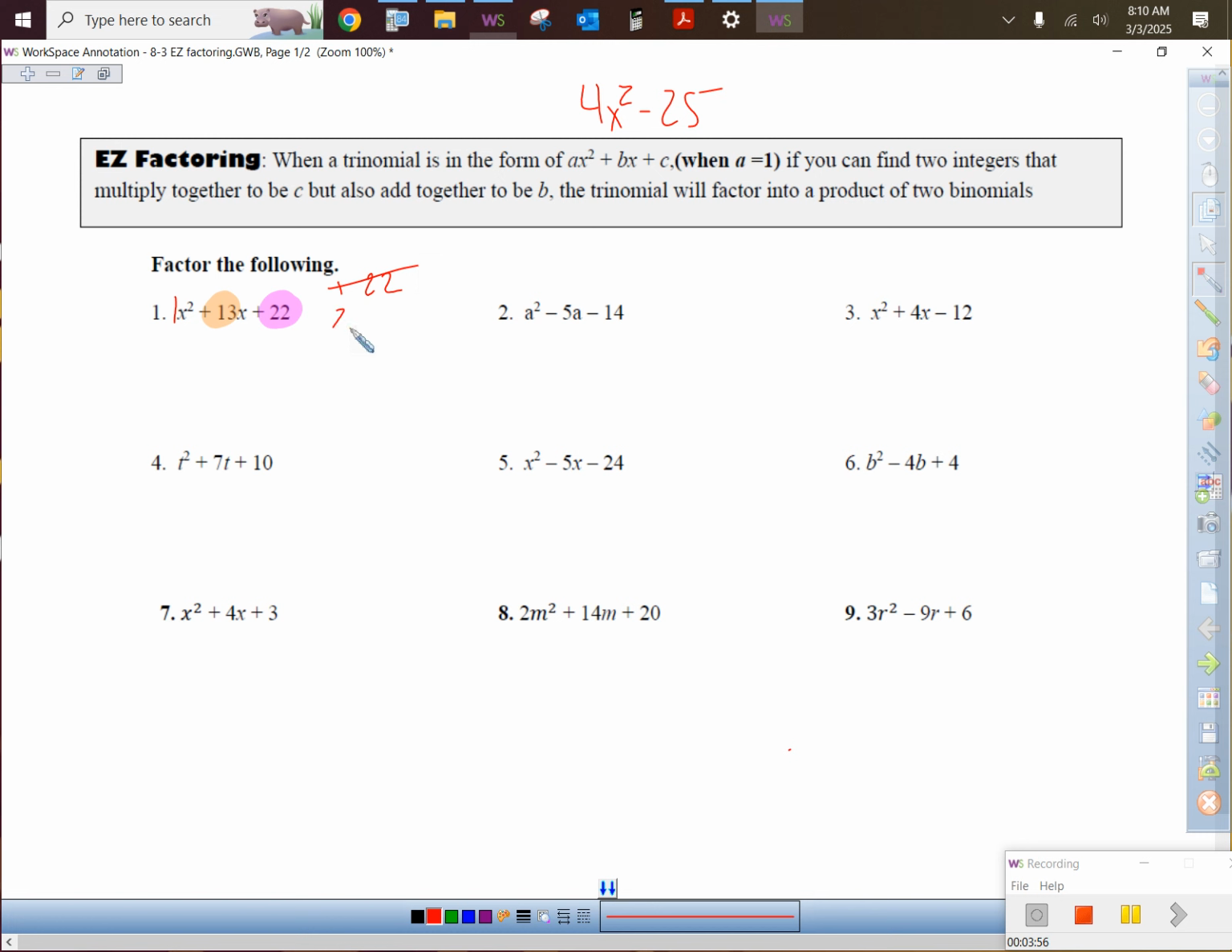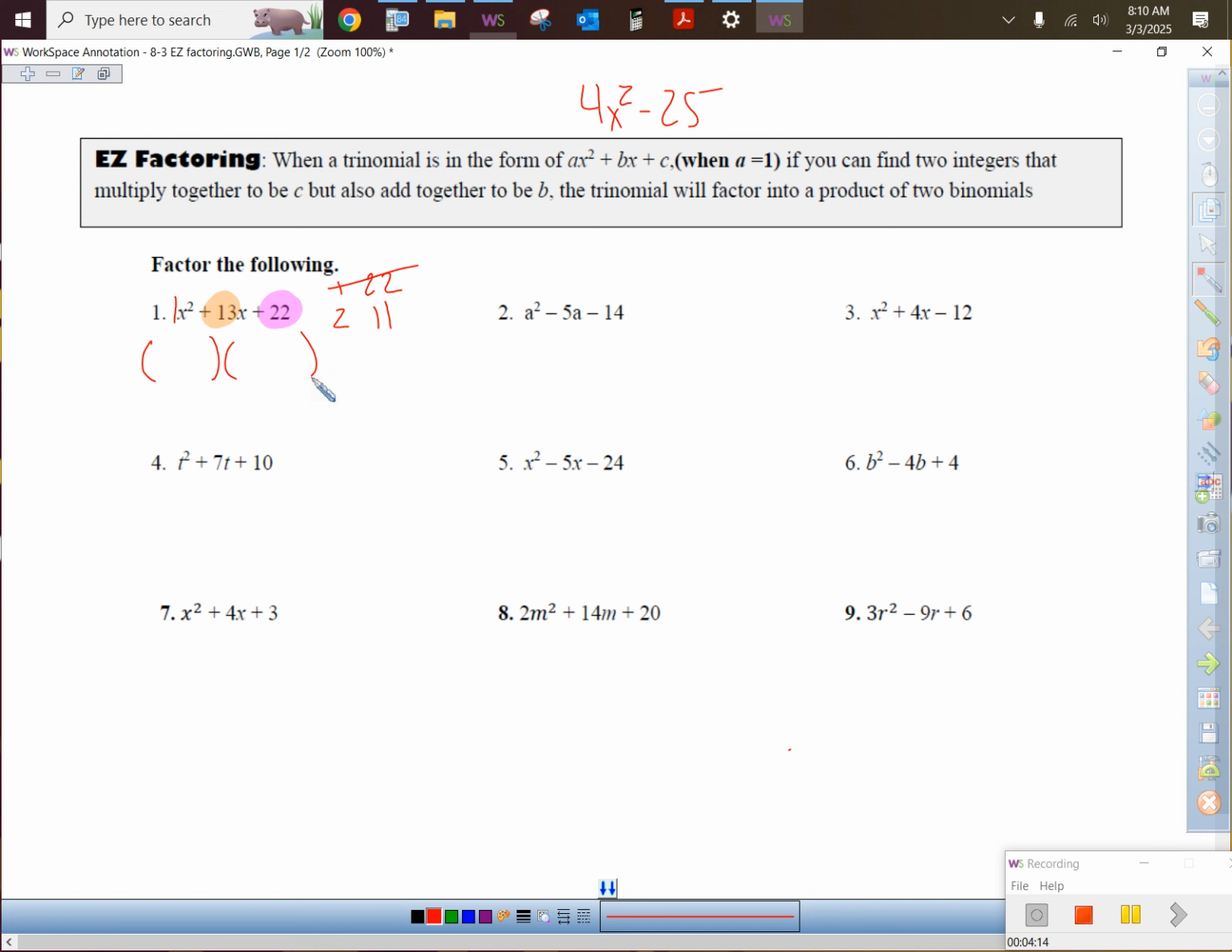Does 2 even go into 22? 2 times what? 11. Do those 2 numbers add together to be 13 also? Bingo, right? There are our bingo numbers. And watch how easy this is to factor. You put yourself 2 parentheses times each other. Whatever letter they're dealing with, like in this case it's x's.